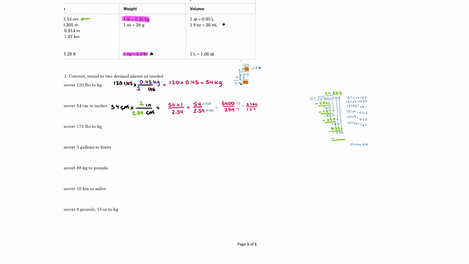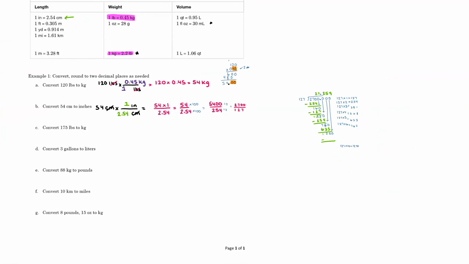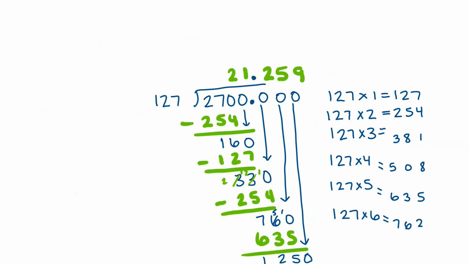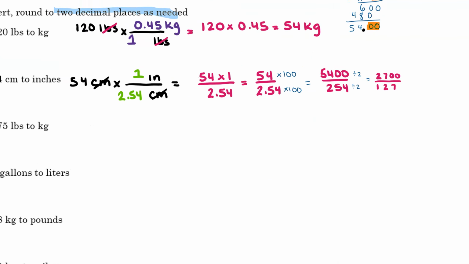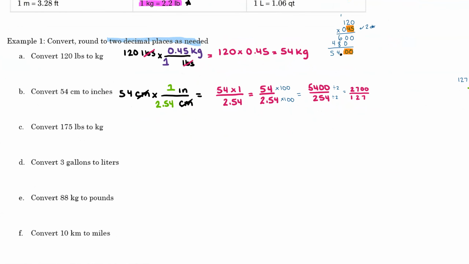But let's look at these directions. It says round to 2 decimal places. So to round to 2 decimal places, you need 3 decimal places, and you're going to break and look to the right. So to the right is a 9, which tells me to bump up the 5 to a 6. And that's rounded. So my answer would be 21.26. And the unit was inches.